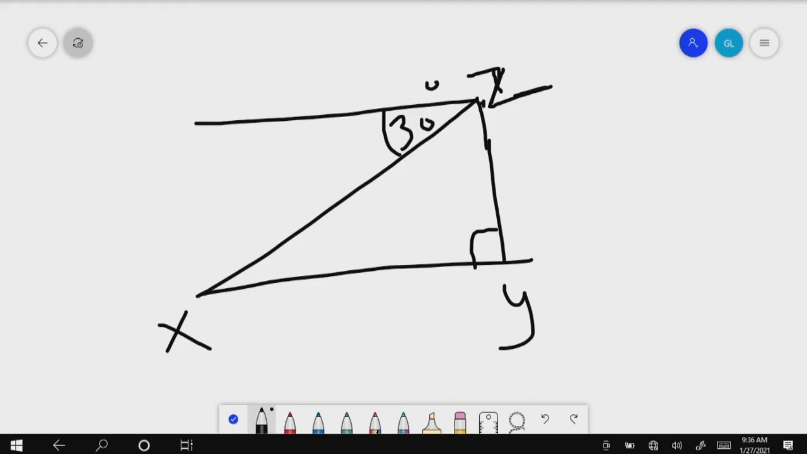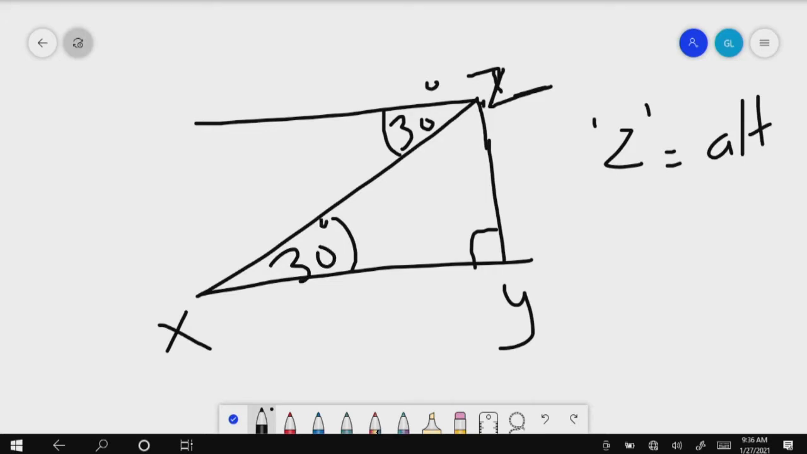To find this, we need to understand an important concept in geometry. And what is that concept? If you look in the diagram, you would have seen a Z being formed. And we know Z angles are alternate angles. What do we mean by that? It means that these two angles are equal.